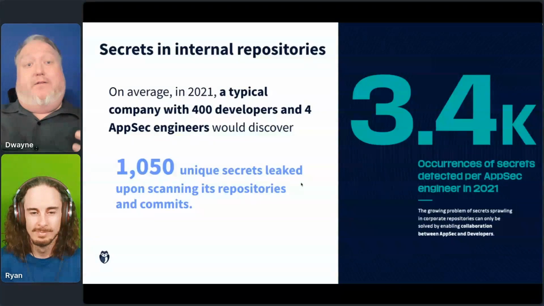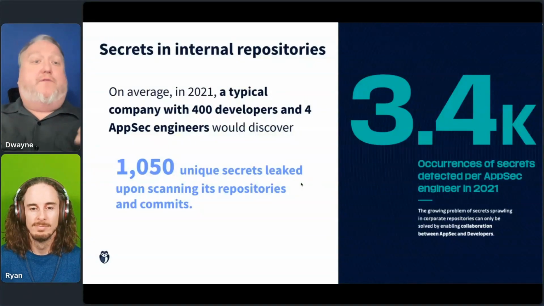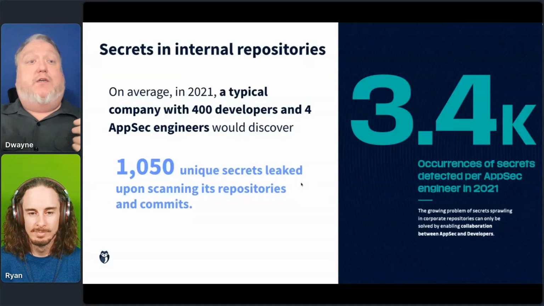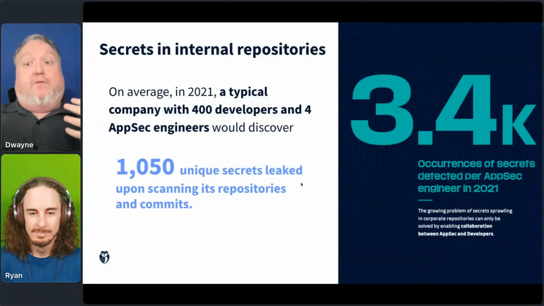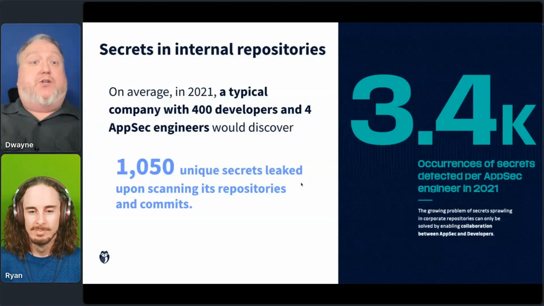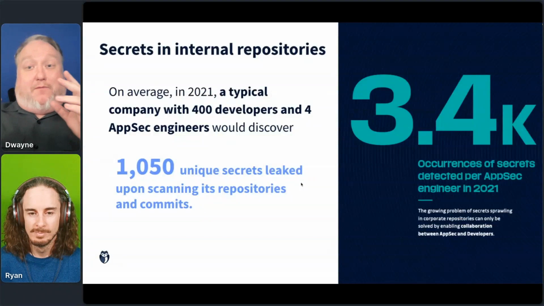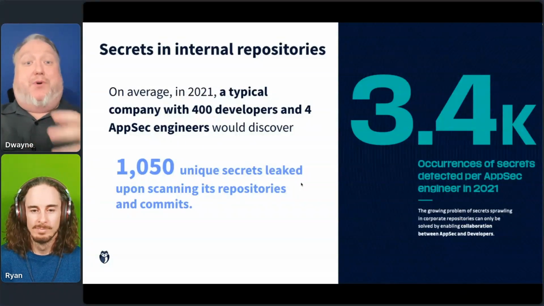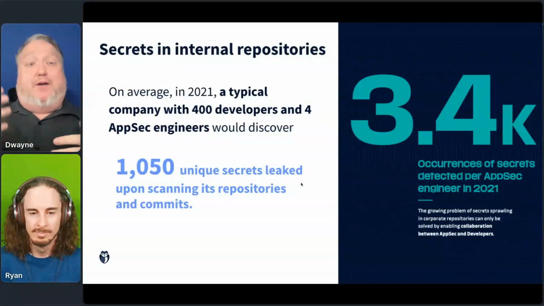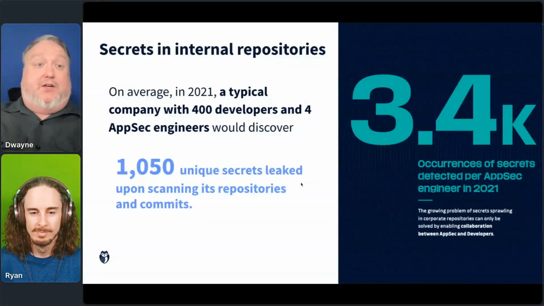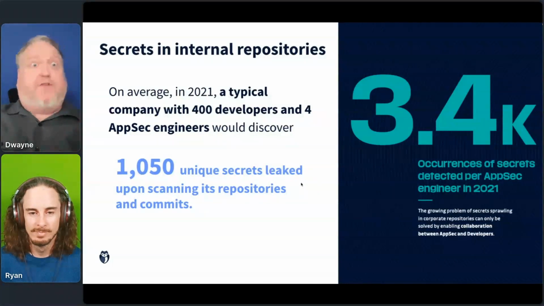On average, we're seeing a company of about 400 developers will have over 1,000 unique secrets in their code bases when we're working with them. If we think about how organizations are structured, that's almost 3,500 secrets per AppSec engineer, because, well, in your best companies, it's about 100 developers to every security engineer. So the teams that are supposed to be taking care of this are just overwhelmed. So we really do need a way to shift left and get everyone on board, everyone on that same team.